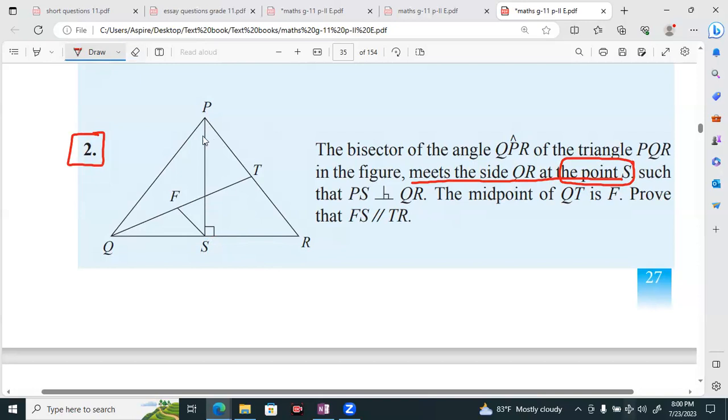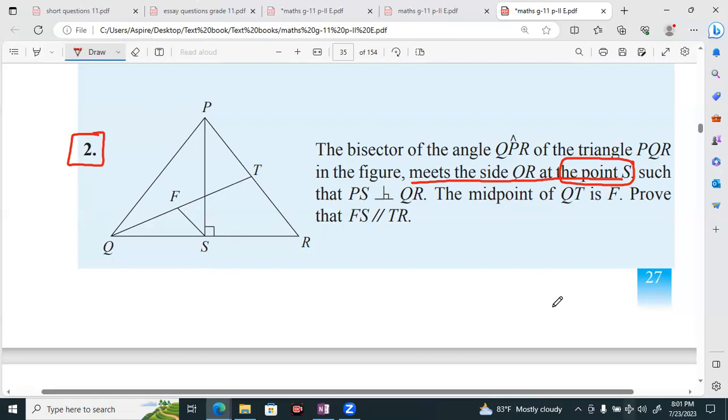Now we have to show that QS equals SR. We have to go to the congruence of triangles. We have to prove triangle QPS and triangle PSR congruent. Okay, to make these two triangles congruent, they have given the information. They have mentioned that PS is the angle bisector of angle QPR.